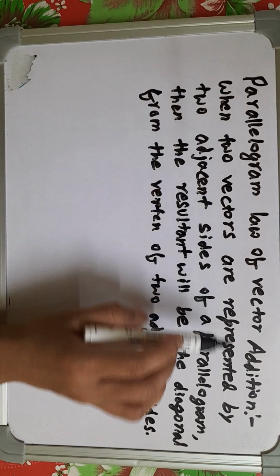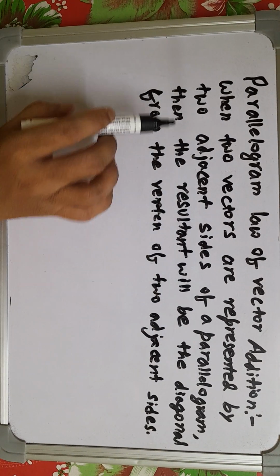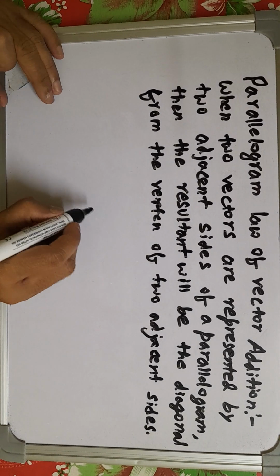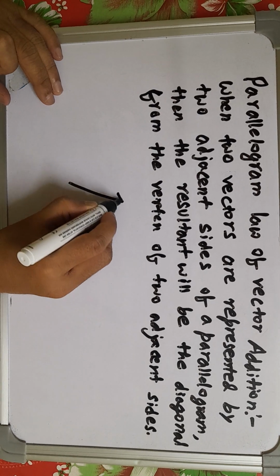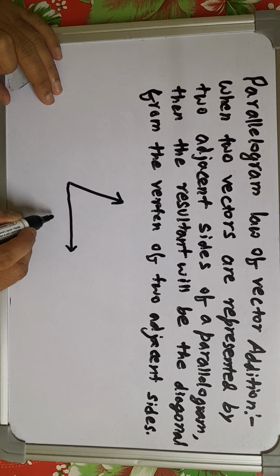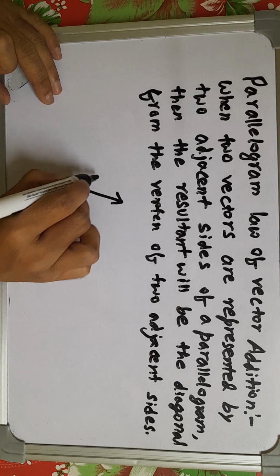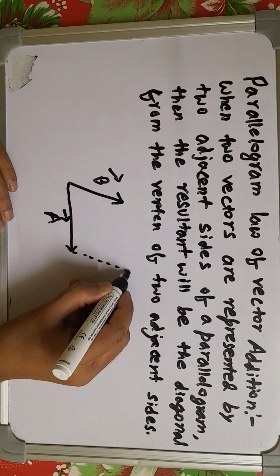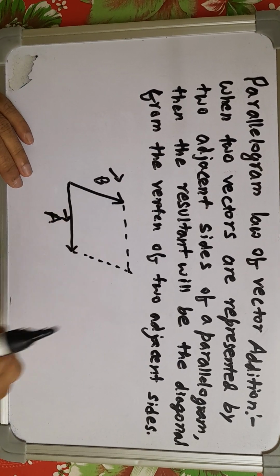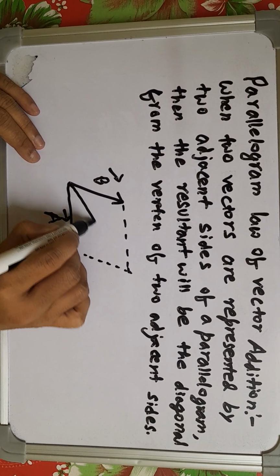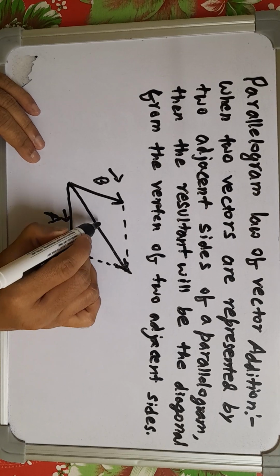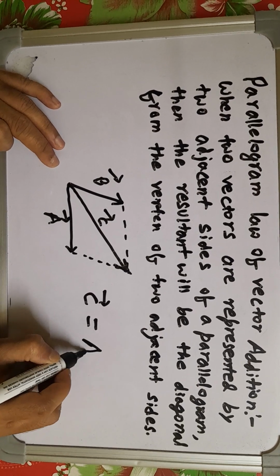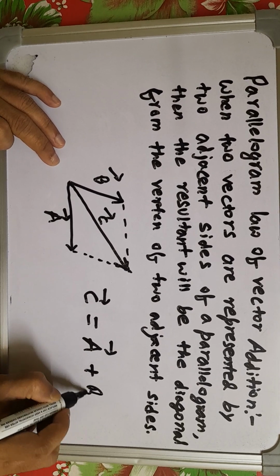So what is the parallelogram law of vector addition? When two vectors are represented by two adjacent sides of a parallelogram, then the resultant will be the diagonal from the vertex of the two adjacent sides. Let us suppose these are two vectors. So this is A vector, this is B vector. So this is represented by two adjacent sides of a parallelogram. So this will be the diagonal passing through, this C vector. So C vector is equal to A vector plus B vector.